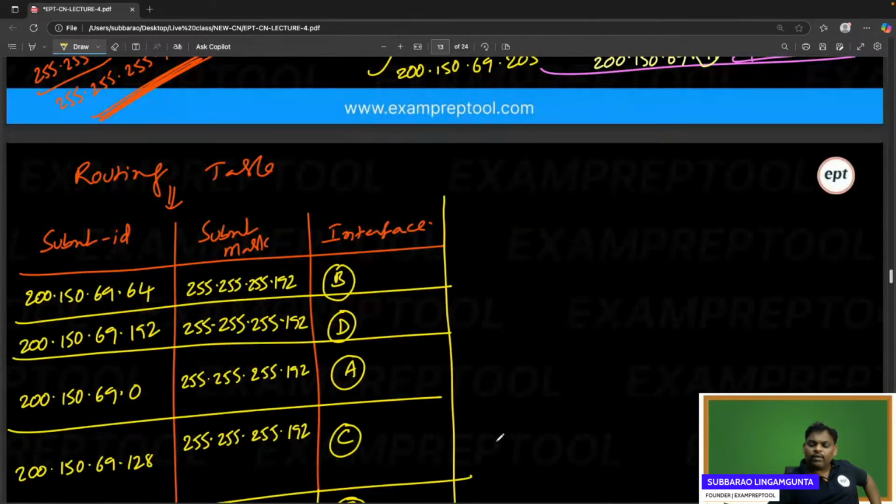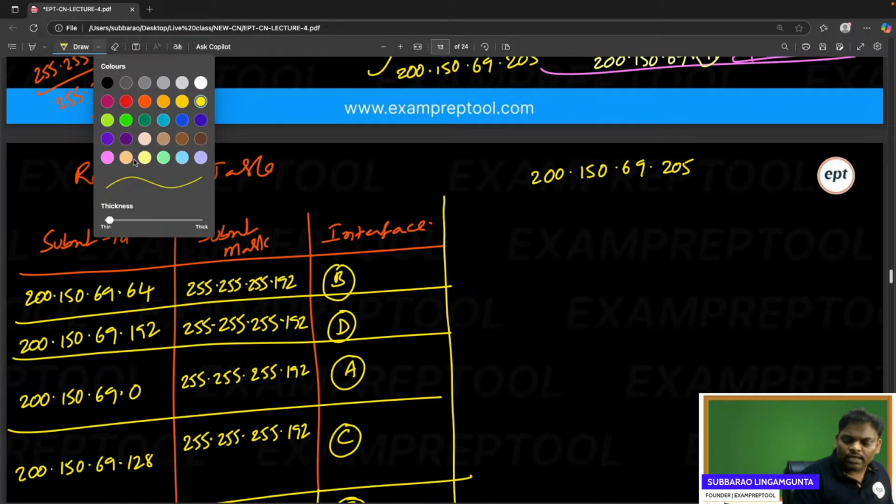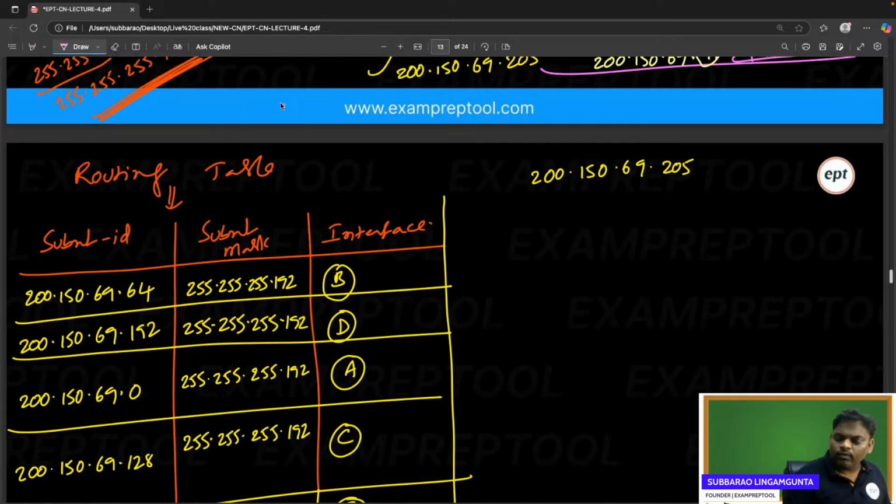Please listen everyone. 200, 150, 69, 205. This belongs to which interface we have to find out. Which interface is nothing but which subnet we have to find out. See how it will do. As soon as anything came to router, router will take that. It will go to first row. First row, whatever subnet mask is there, it will do AND operation first.